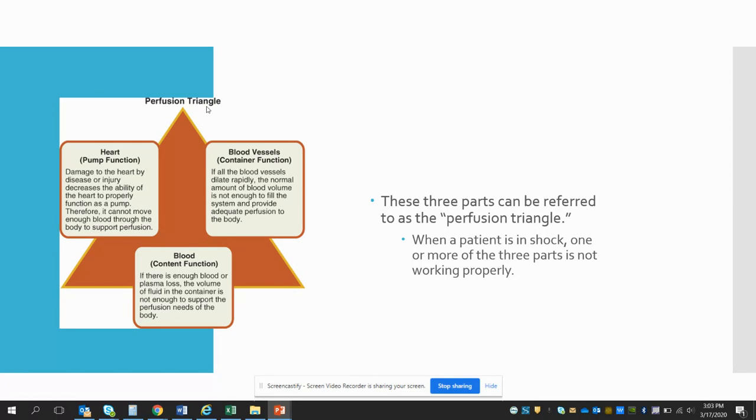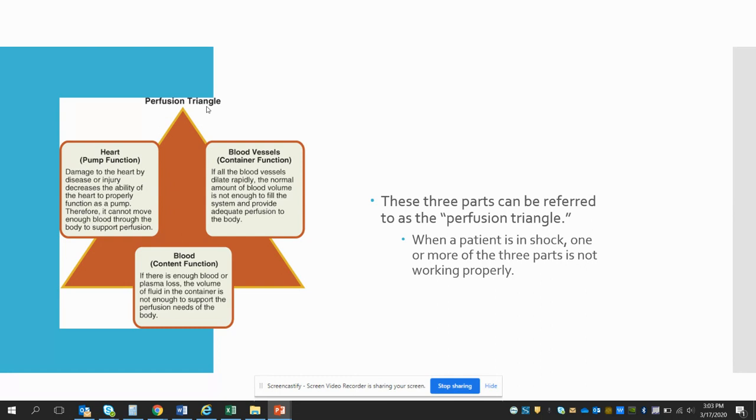So just taking a look over here at the example in the perfusion triangle that it gives you. If you were to have failure of the heart or the pump function, so damage to the heart by disease or injury decreases the ability of the heart to properly function as a pump. Therefore, it cannot move enough blood through the body to support perfusion. So basically what's happening here is something's wrong with the heart, and that could be from a variety of things. It could be cardiogenic shock, which we're going to look at, where the heart is actually weak and sick due to damage. It could be some type of obstructive shock, which has literally impaired the heart's ability to pump.